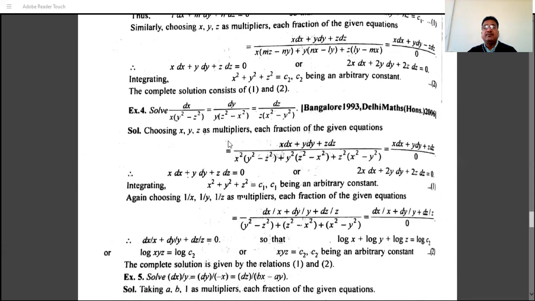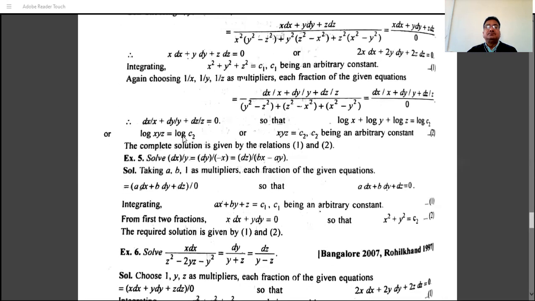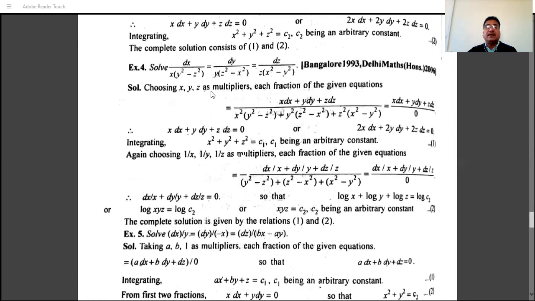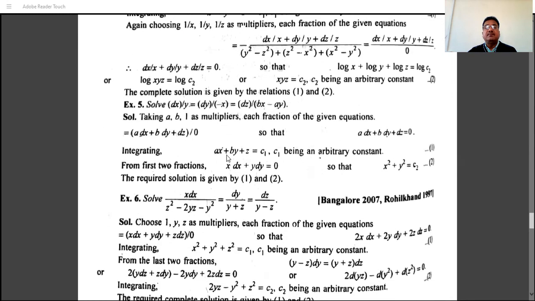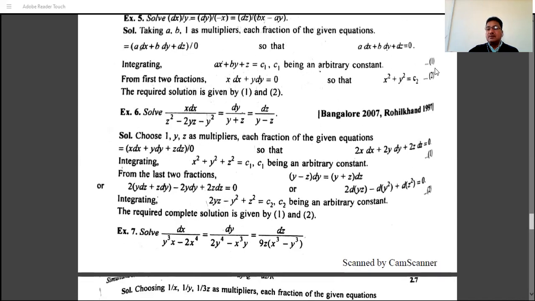The next problem, already these problems were solved in the previous lecture. So use multipliers x, y, z, or here 1 by x, 1 by y, 1 by z. Or for this problem the multipliers are a, b, 1. dx divided by y, dy divided by minus x, dz divided by bx minus 7. So we have the denominator 0, and after integration we have this solution: ax, the integration of dx is x, dy is y, dz is z, is equal to C1. Suppose this is number 1.